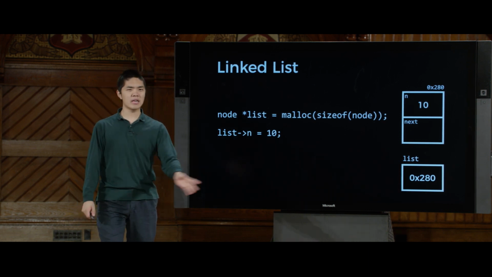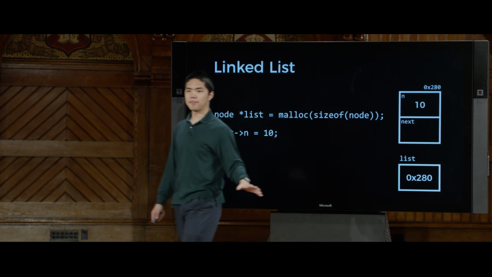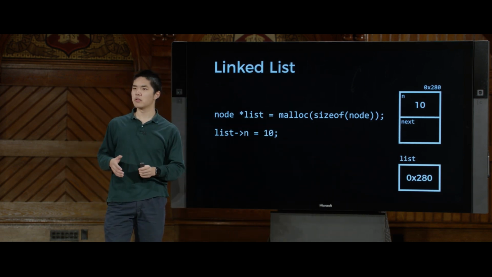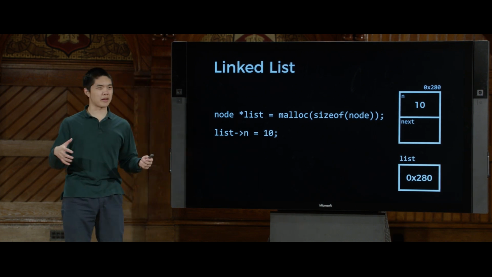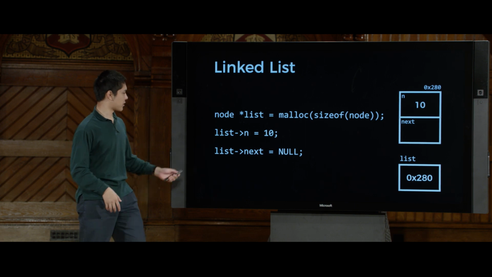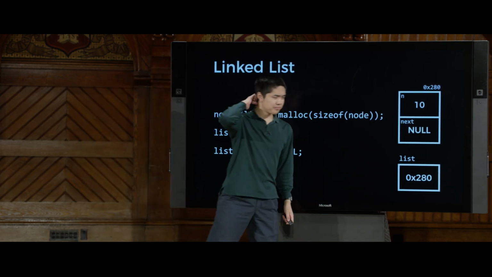And maybe this is the end of the linked list. So I don't actually want this next pointer to point to anywhere else. I just want to say this is the end. What value would I put inside of next? Null. Great. Null is this pointer value that just means not pointing to anything. And so I'll generally say list arrow next equals null to mean, all right, put the value null right there.